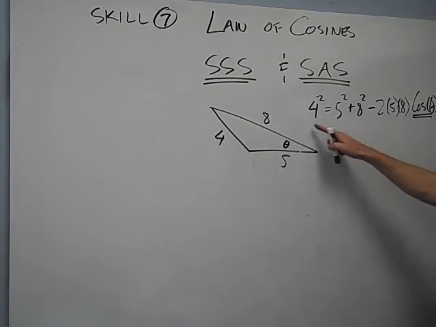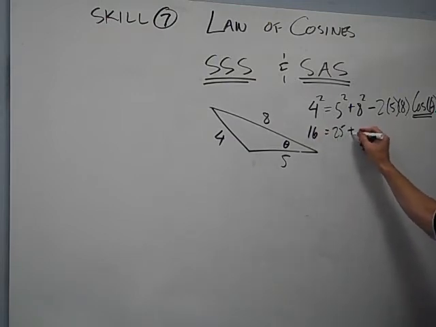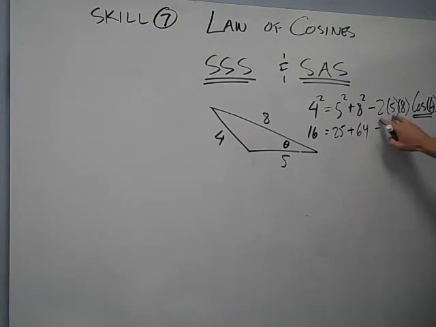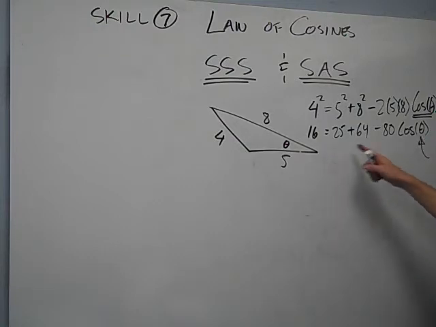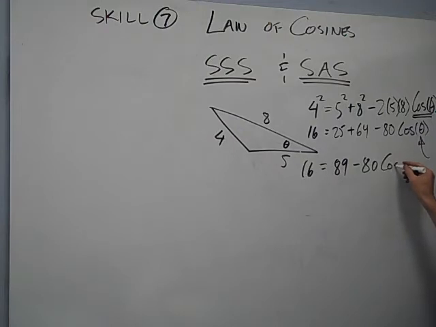All right? So when we do this very carefully, we get 16 is equal to 25 plus 64 minus 2 times 5 is 10 times 8 is 80. And then the cosine of our mystery angle theta, which we're solving for. We are looking for this. So we're going to very carefully do our math here. 16 is equal to then 89, and then minus 80 times the cosine of theta. Now resist the temptation to write 9 times the cosine of theta. This is 89 minus this times this, and we do not know what this is, so we can't just break that off and subtract it.